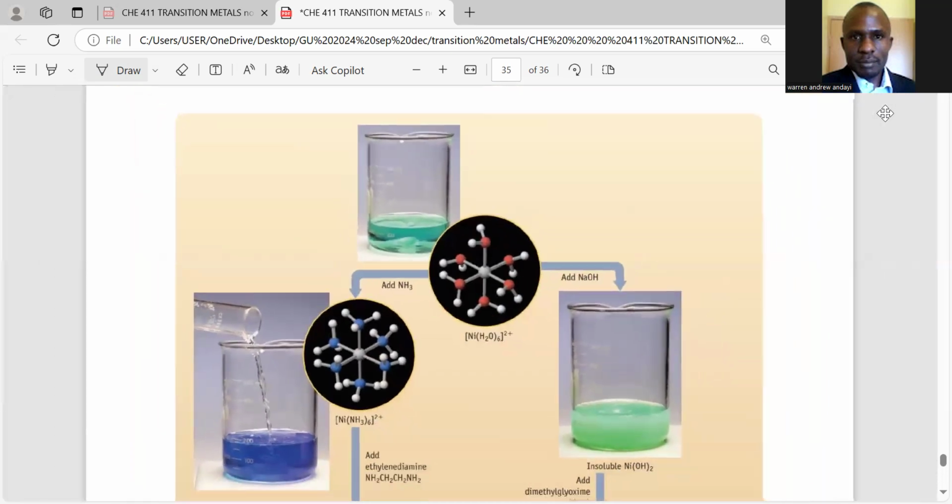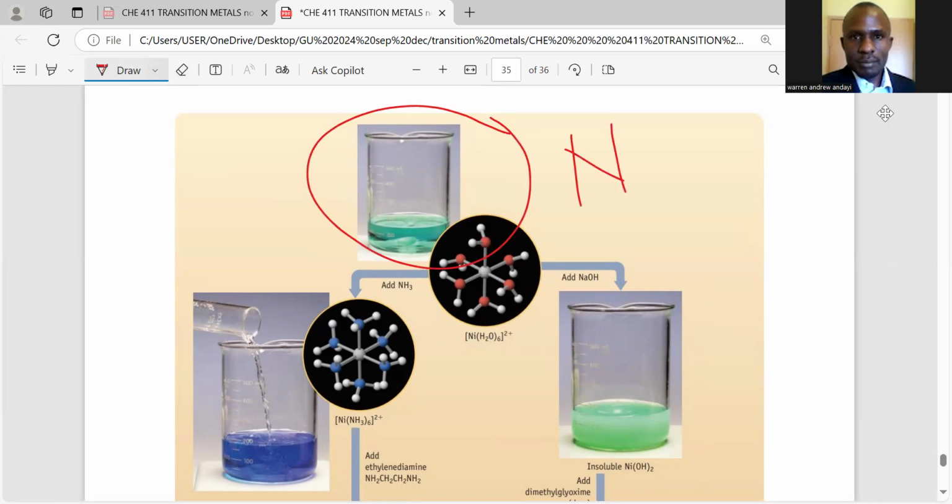Now we look at this scheme, which is just transformation of one type of complex to another one. So we are starting with the first complex here, which I want us to follow keenly. We are starting with this first complex, which is just nickel 2+, and it is surrounded by 6 waters, and it is green in color. So we add in ammonia. What happens? Ammonia displaces water in that complex, and we end up with that, which is blue, okay?